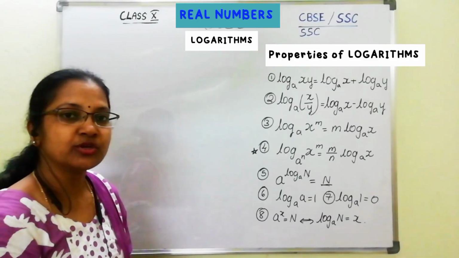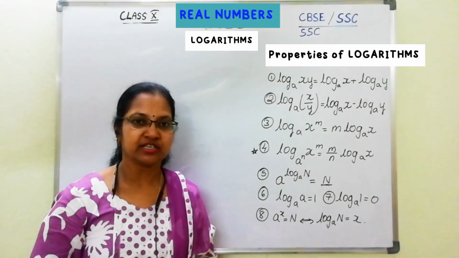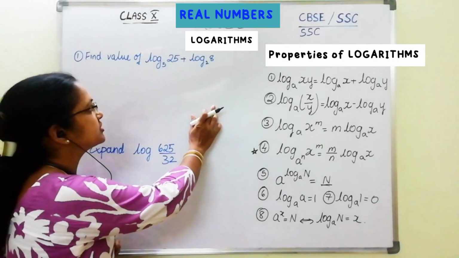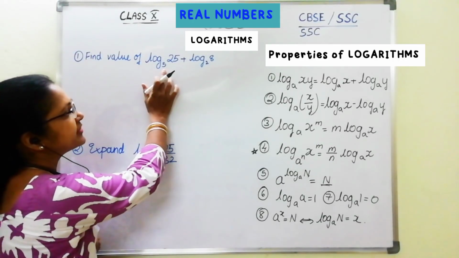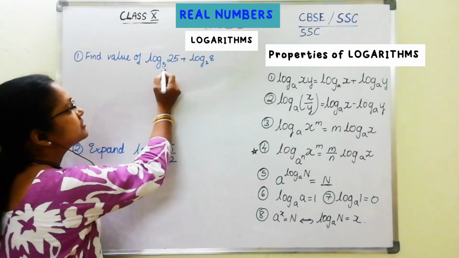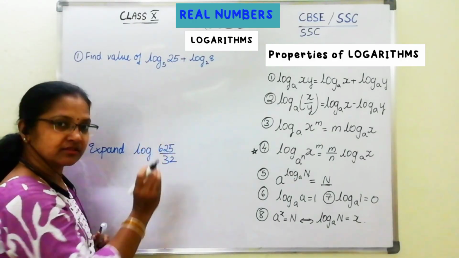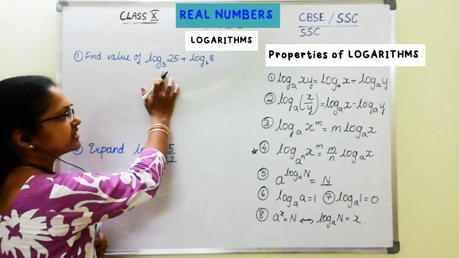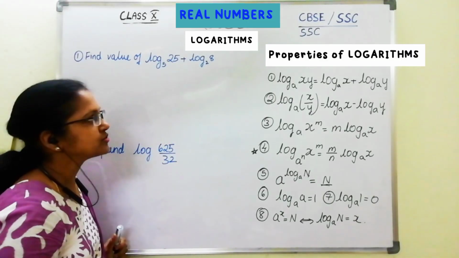Now, we are going to apply these properties in solving various problems. So, let's get started. Let us solve this first question. Here, log 25 base 5 plus log 8 base 2. We read it like that. So, first we read 25 and the base to be read later. So, log 25 base 5 plus log 8 base 2.